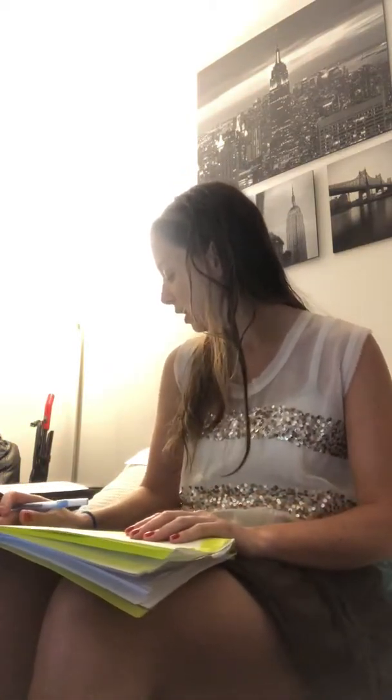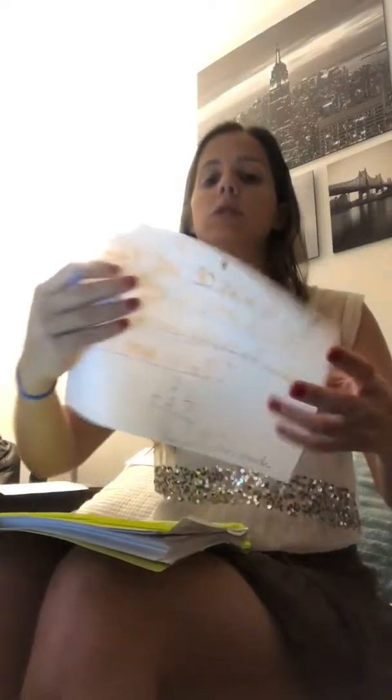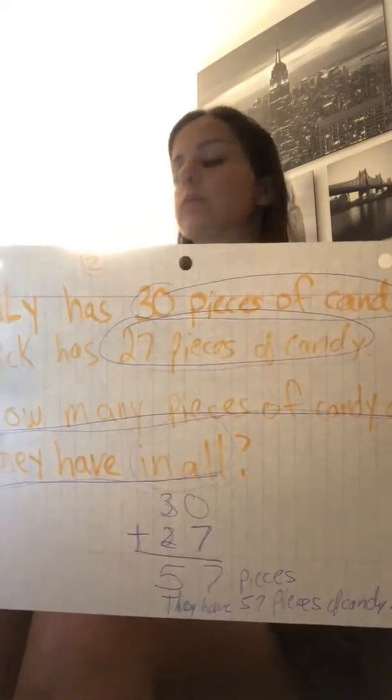Okay, my last step is telling me to write my answer in a complete sentence. So they have 57 pieces of candy. Just like that. Okay.